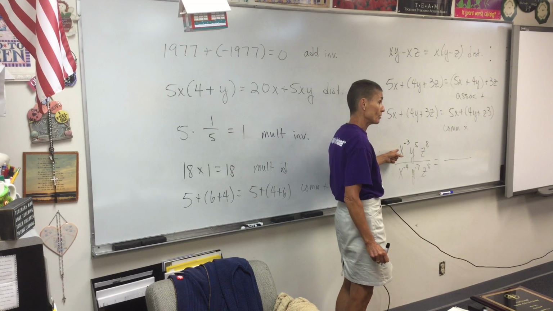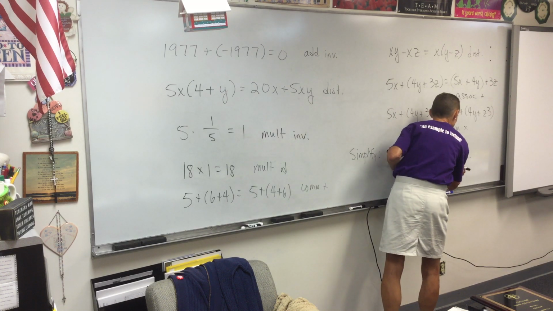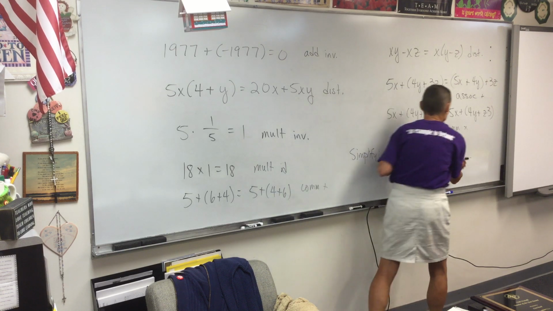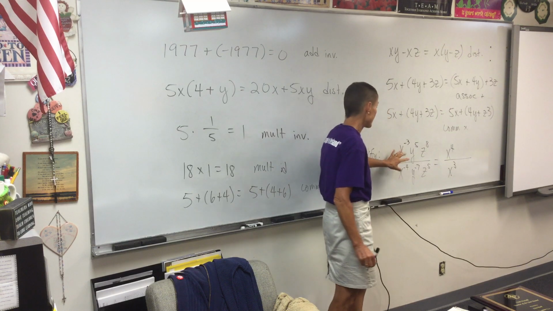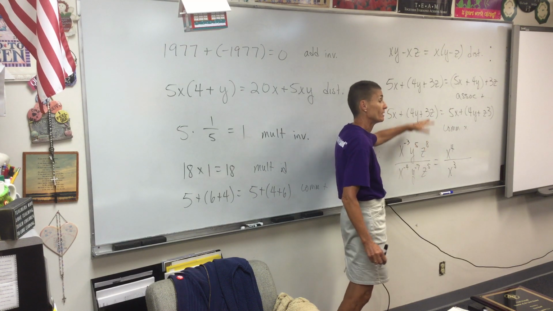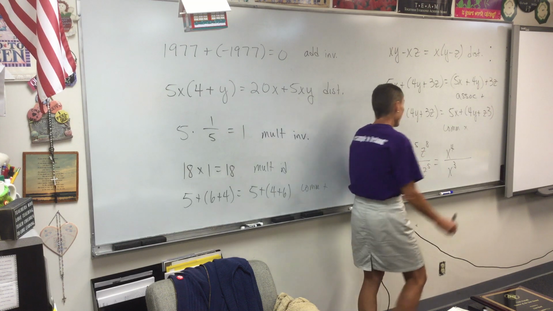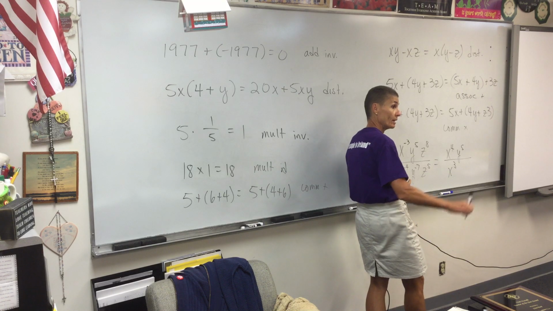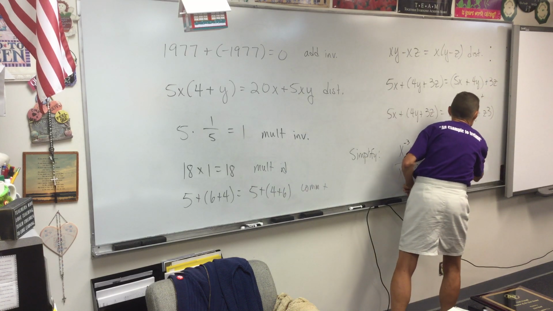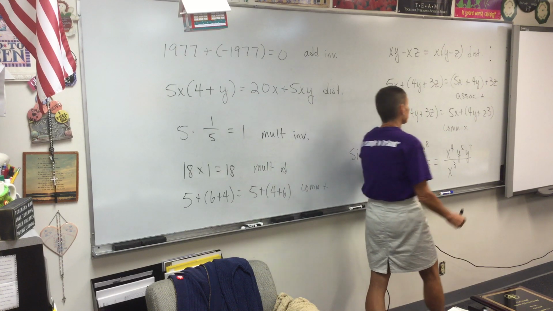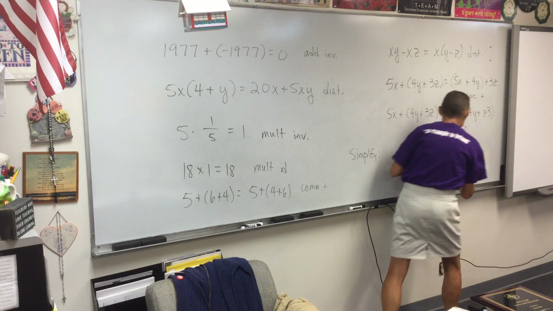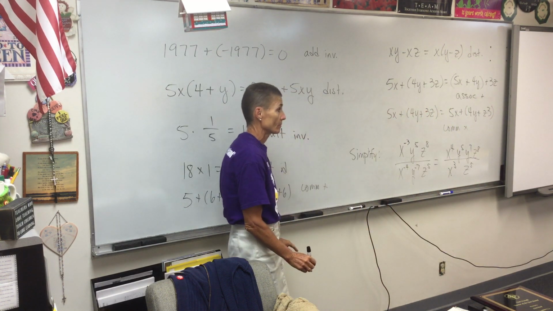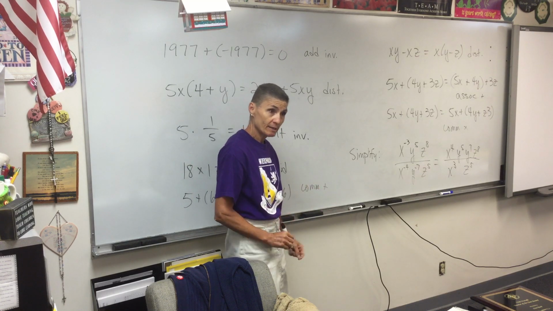So this x to the third is going to go to the bottom. And this x to the fourth is going to go to the top. Anything with a negative exponent switches position within the fraction. So y to the fifth is going to stay, but y to the seventh is going to go up. Z to the eighth is going to stay, and z to the fifth is going to stay. Does that make sense to everybody?